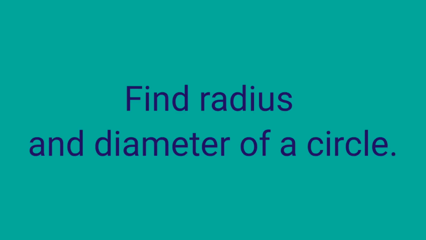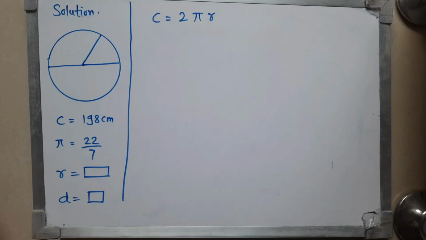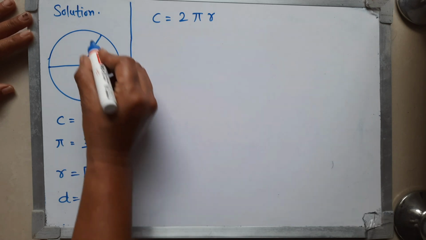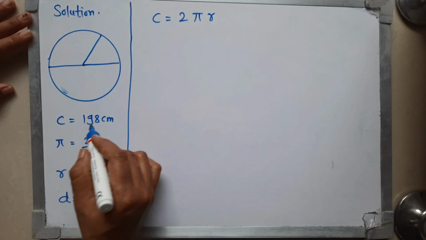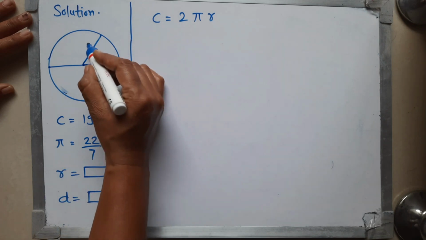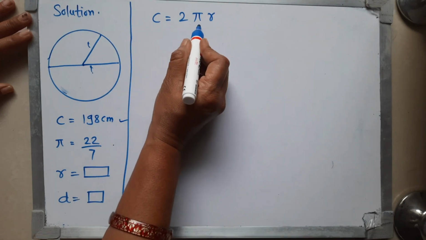Next, find the radius and diameter of a circle. Third example is the circumference of a circle is 198 centimeter. Find the radius and diameter. Here I draw a circle. Center point. Circumference is 198 centimeter. Pi 22 upon 7. R and D we do not know.